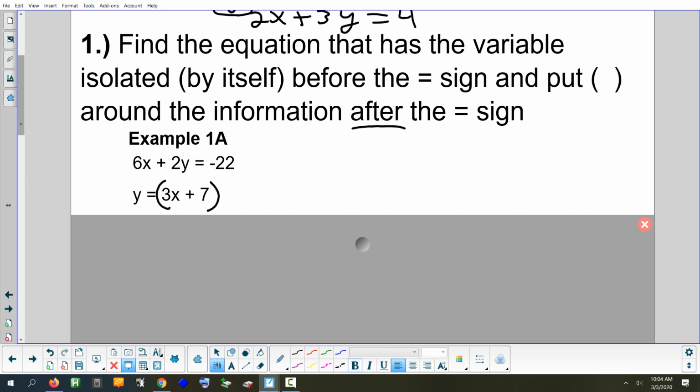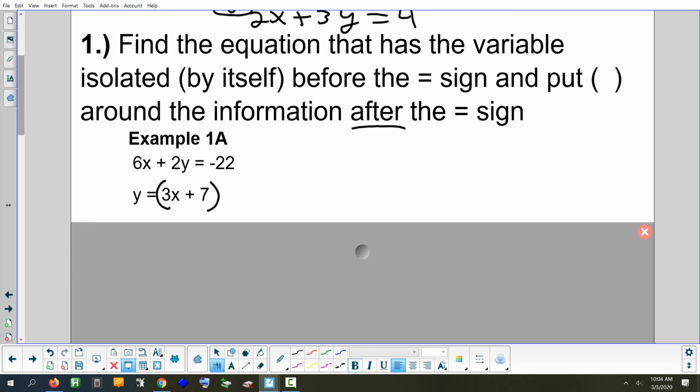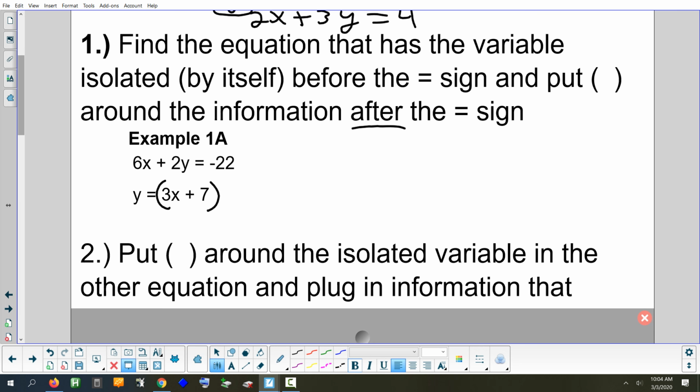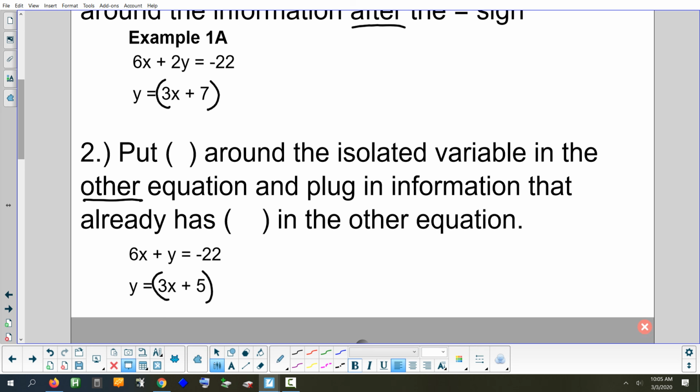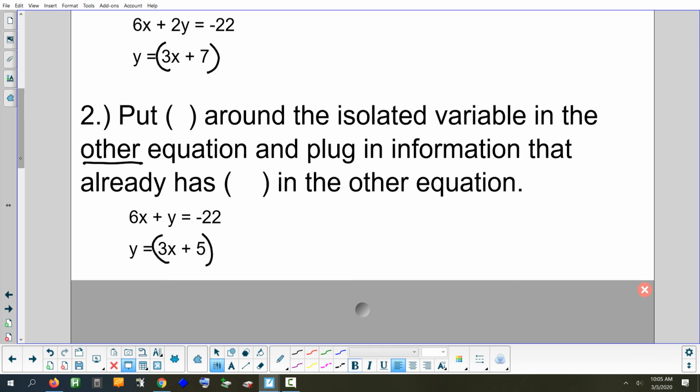Okay. Any question on that step? All right. So now, step 2. Put parentheses around the isolated variable in the other equation. Okay? So we'll let you guys write that down, and then we'll do it. So step 2 actually has 2 things in it. It says put parentheses around something, and then it says to plug in something. So we'll do one step at a time. But I'll give you guys a chance to copy that first.